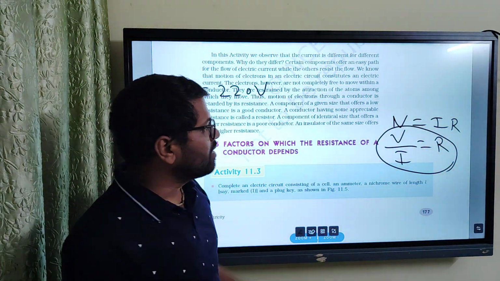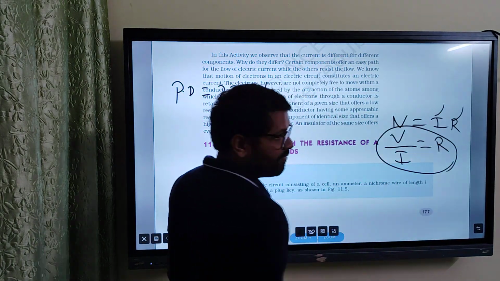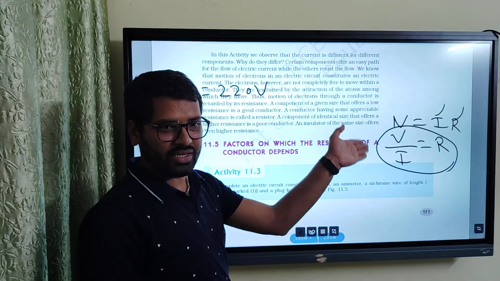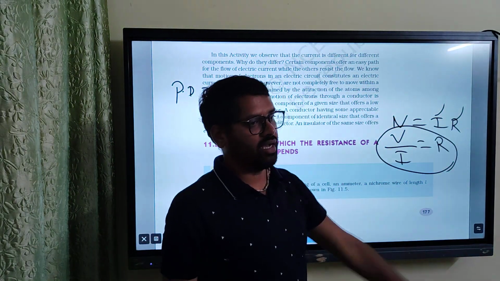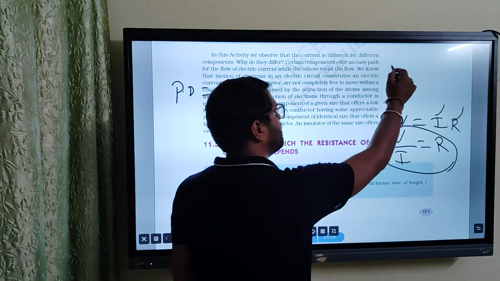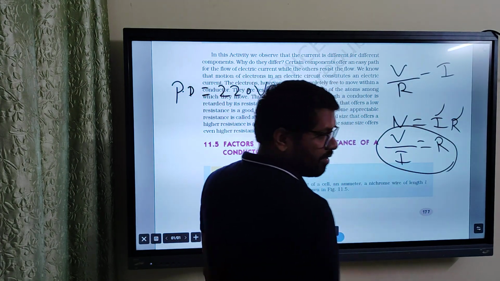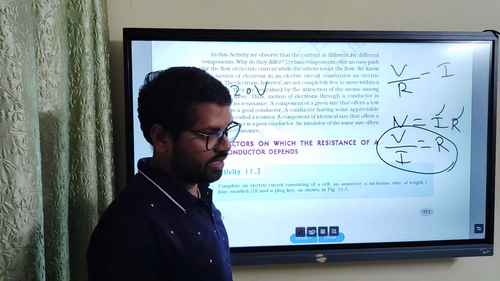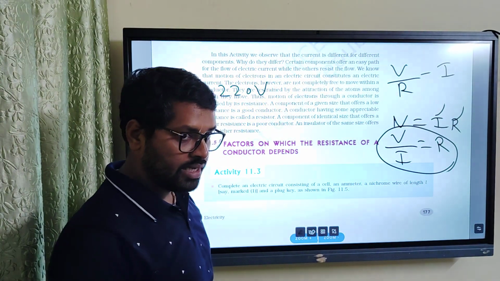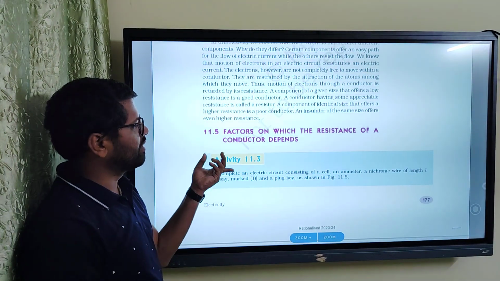Okay? Sometimes they will give you R and I, and they'll ask V. So V will be I into R. Sometimes they will give you V and R, and they'll ask I. So what will be I? V by R is I. Like that, this formula is important. Any doubt till here? No doubt? Now, V equals IR.